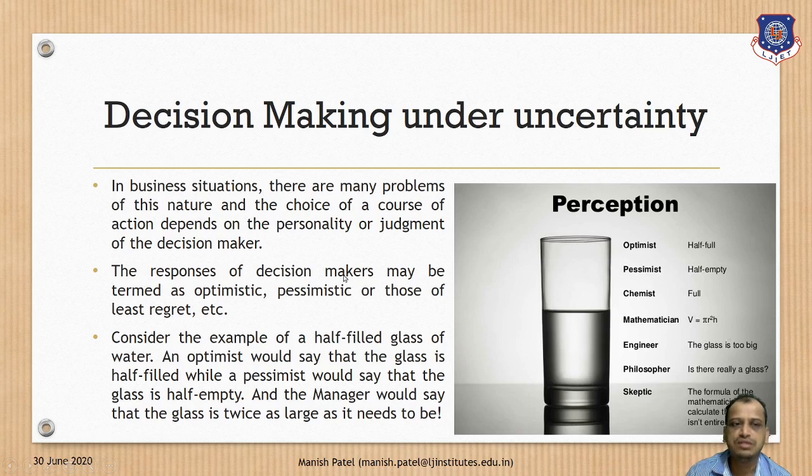Clear? Now what do you mean by this? It means that there are many problems of this nature, and the choice of a course of action depends on the personality and judgment of the decision maker. Here the decision makers were different. Their choices were also different. Their perception is different. Clear? So definitely you will have different models. Now we will look into these models which are involved under uncertainty.